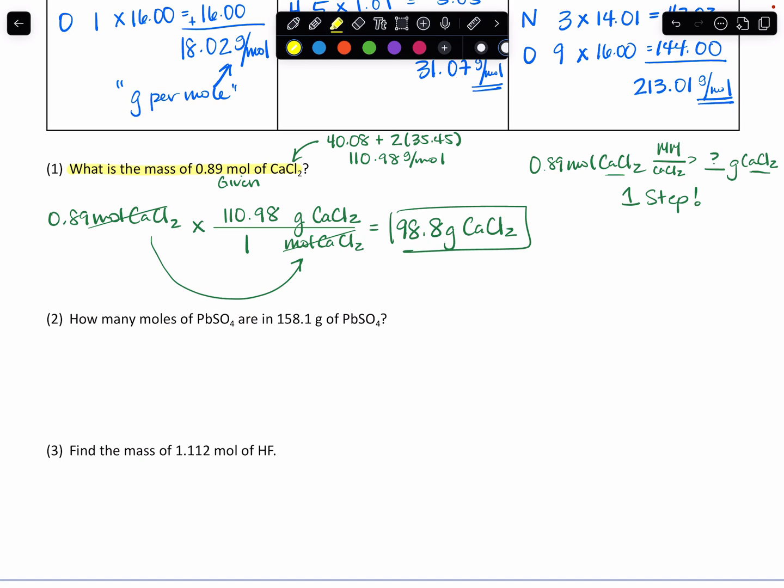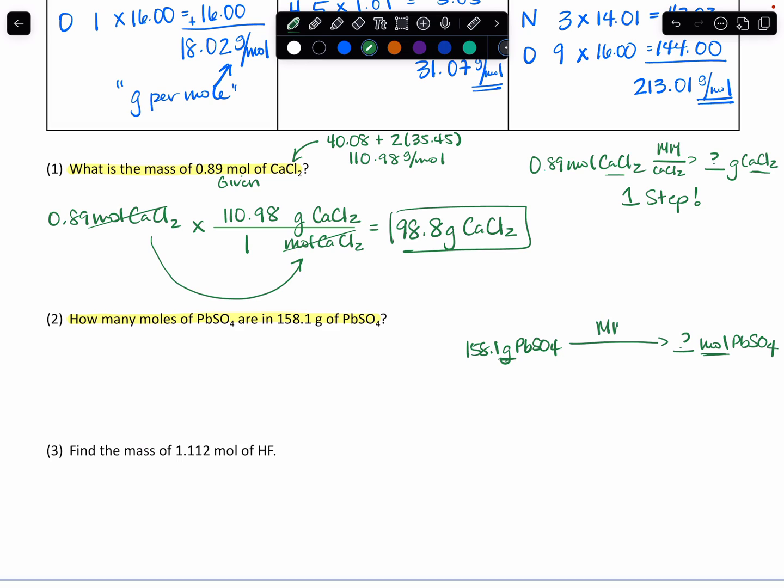All right, let's look at this next one. How many moles of PbSO4 are in 158.1 grams of PbSO4? So this time I have 158.1 grams PbSO4, and I'm asked to calculate the number of moles of PbSO4 I have. So again, I'm going from grams to moles.